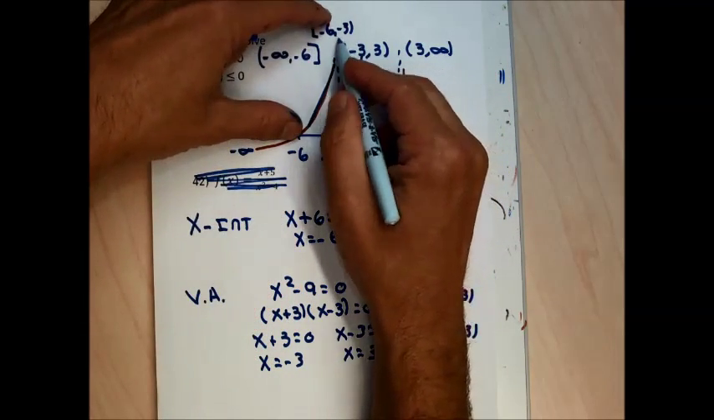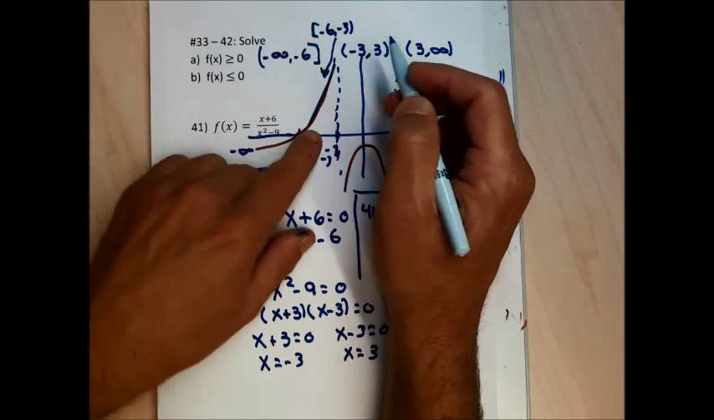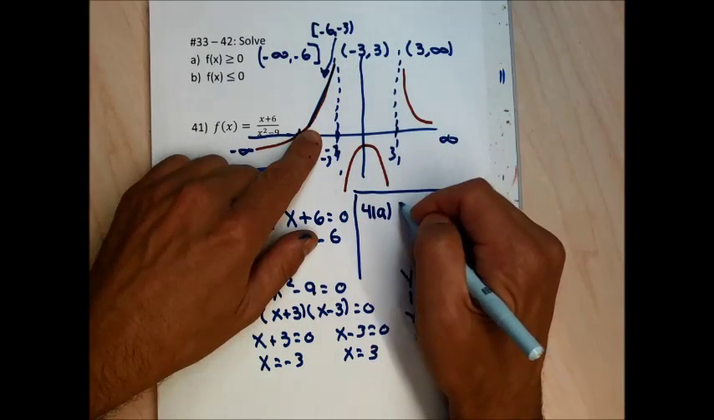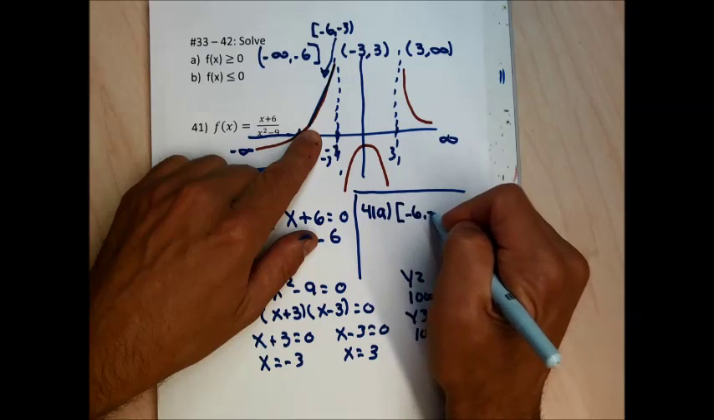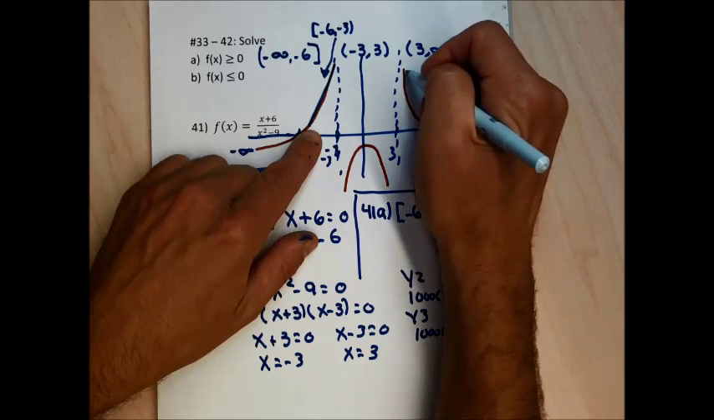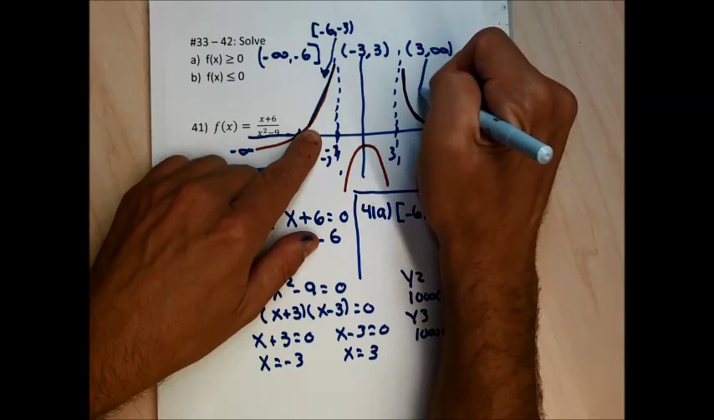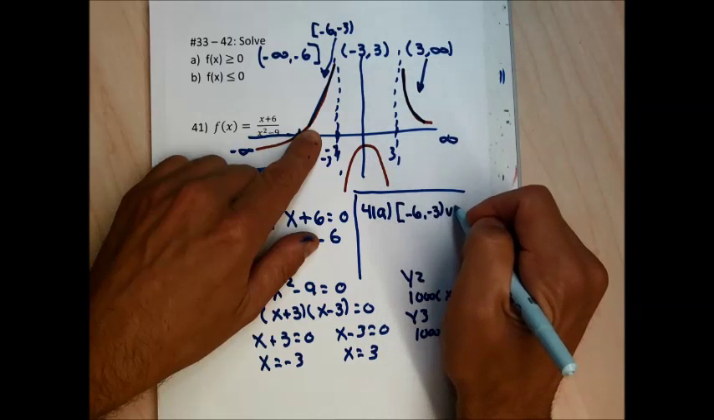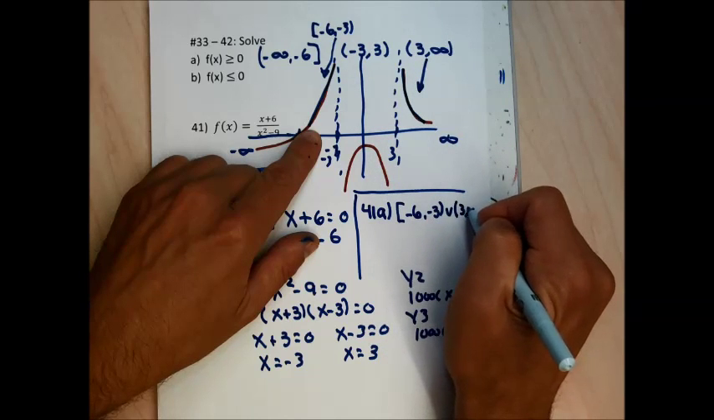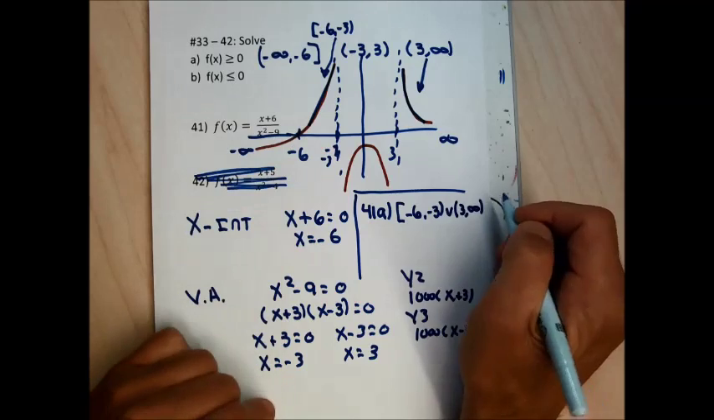This interval right there corresponds to negative 6 to negative 3, which is above the x-axis. It goes in part A. The other interval where the graph is above the x-axis is that interval, which is the 3 to infinity. So the answer to part A is going to have those two intervals.